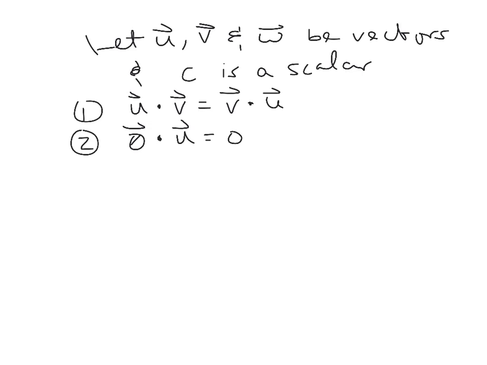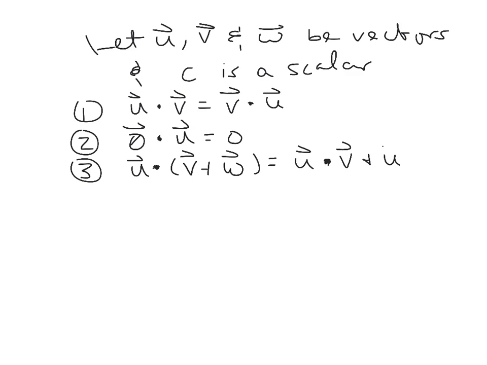All right, the third property of dot products is if I have vector U and I dot product it with V plus W, that is equal to U dot V plus U dot W. So, what we can say about that is that dot product multiplication is distributive.